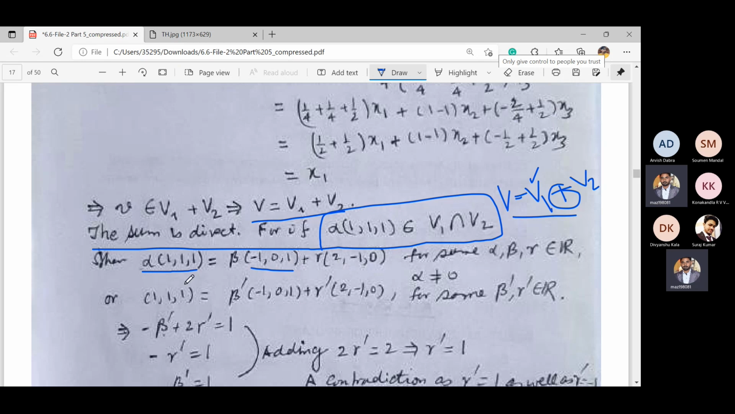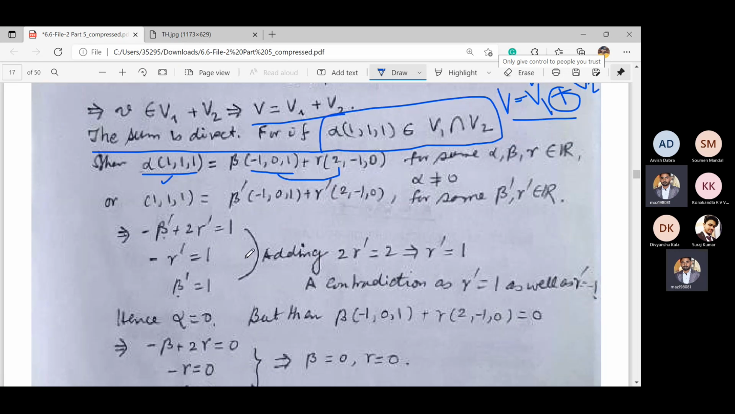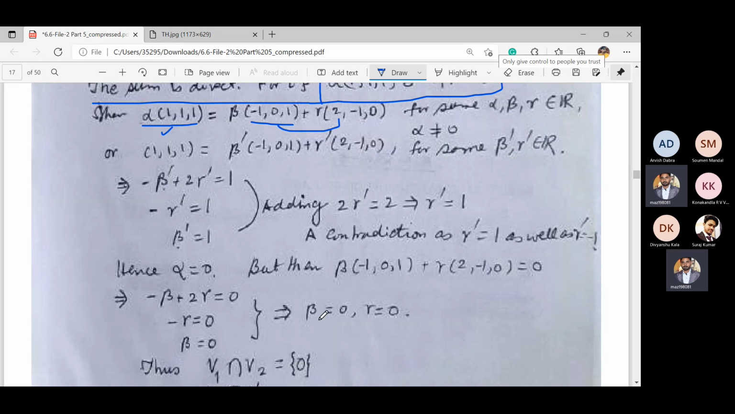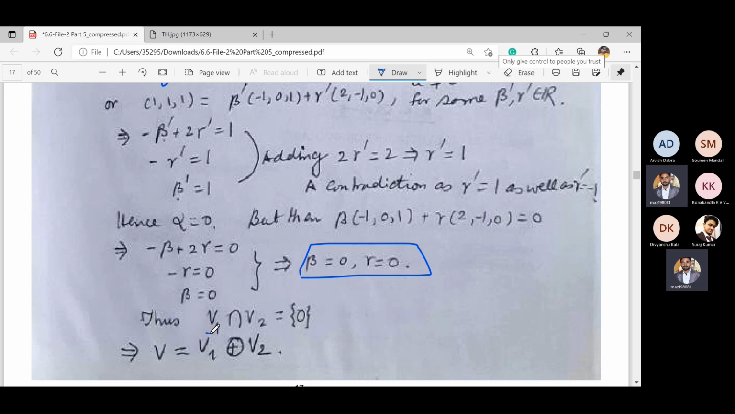And we assume that this element v belongs to both, meaning it can be written as a linear combination of V1's vector, and also as a linear combination of V2's vectors, and both are equal. So these must be equal, and from there, after the calculation, we get beta and r are 0. So this implies V1 intersection V2 is 0.